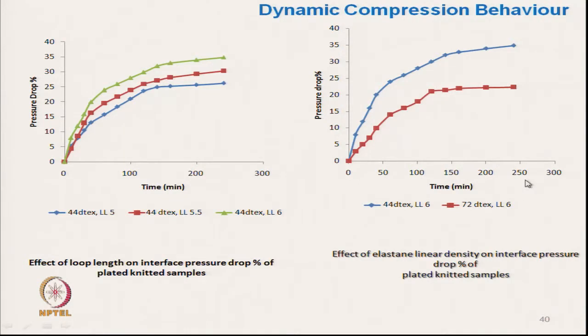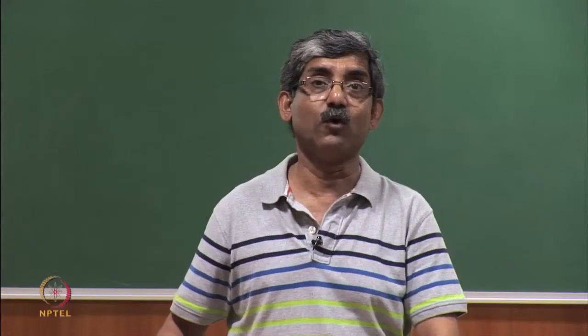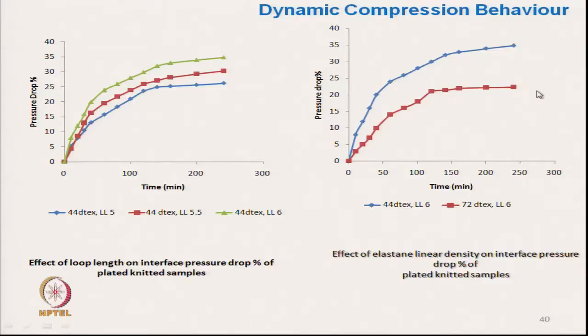Similarly, in this study we see the effect of elastane linear density. Here the elastane linear density is 44 decitex, and the red one is 72 decitex. Coarser elastane has been used. So, if you have to maintain the required pressure in the garment, we should go for coarser elastane.